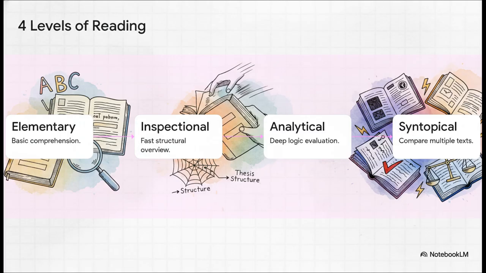Second is inspectional reading, which gives you a fast structural overview. Third is analytical reading, where you really evaluate the author's logic and evidence. And finally, the highest level, syntopical reading. This is where learners compare multiple texts and perspectives against one another. This 4th level, that's where those electrifying, truly great seminars come from.